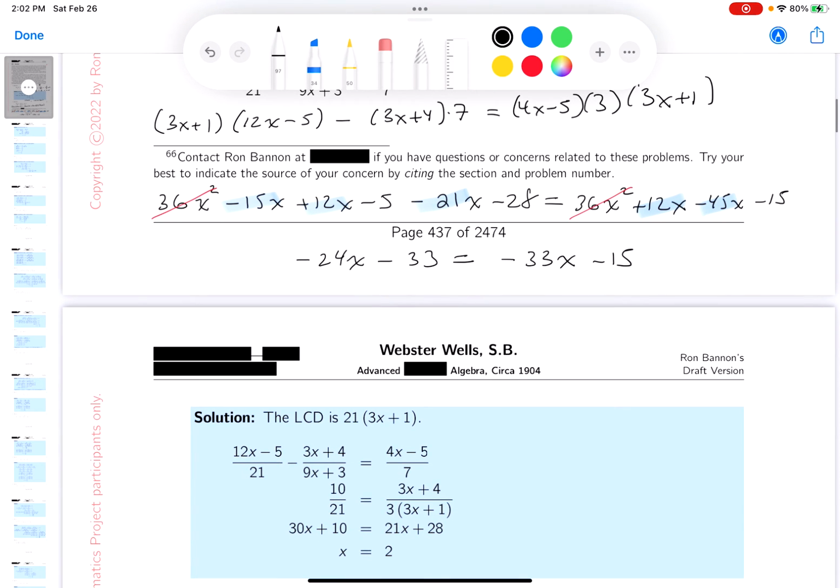Going to keep plowing forward. I'm going to add 33x to both sides. And I'm going to add 33 to both sides. Let's see, it gives 9x equals, let's see, 18, right? X is equal to 2.